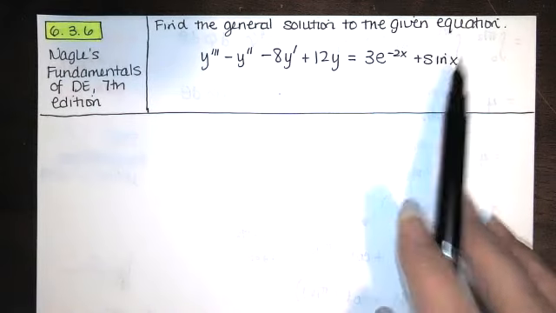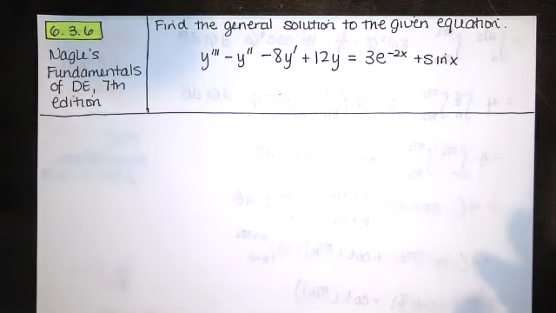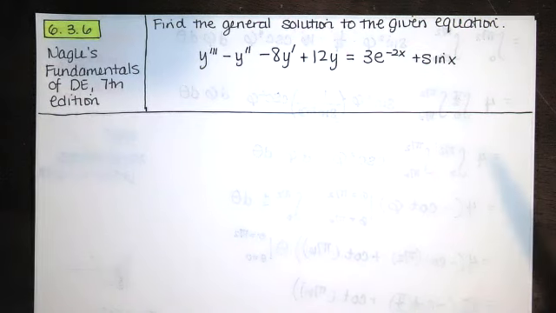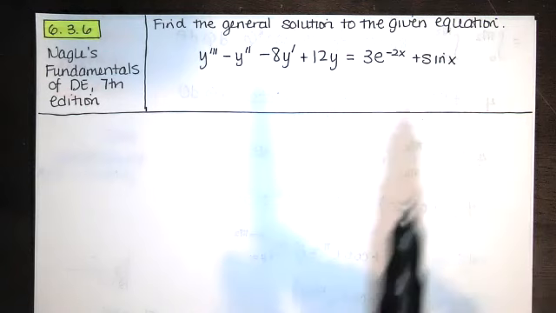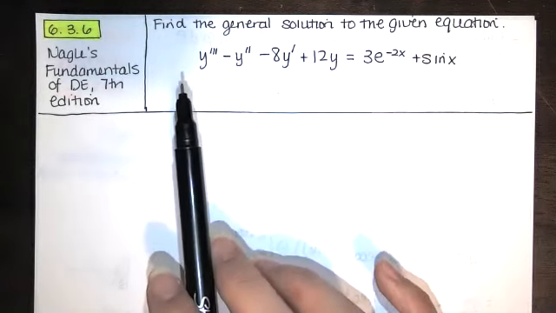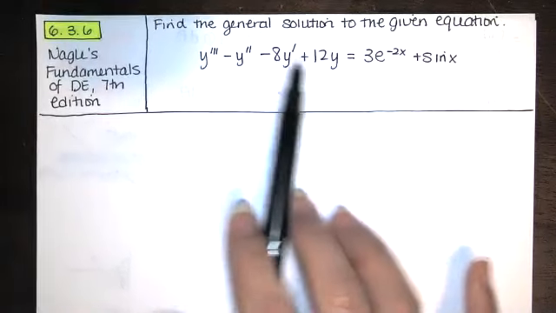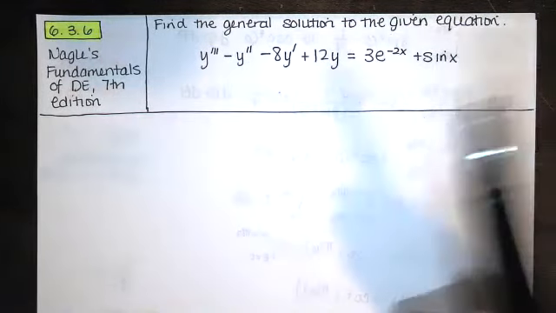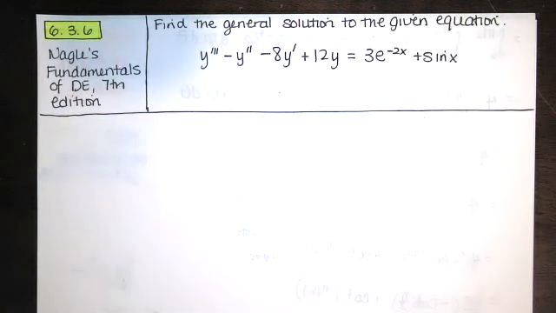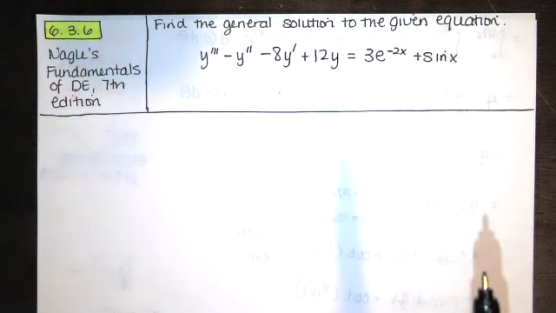So we look at the right-hand side and we say to ourselves, is this a finite sum or finite product of exponentials, sine and cosine, or polynomial functions? And it is. It's a constant times an exponential plus a sine function. And then we also say, is the left-hand side an operator applied to y, where all of the coefficients are constants? Is the corresponding homogeneous equation a constant coefficient equation? And it is. Since both of those are satisfied, we can solve this with the method of undetermined coefficients.